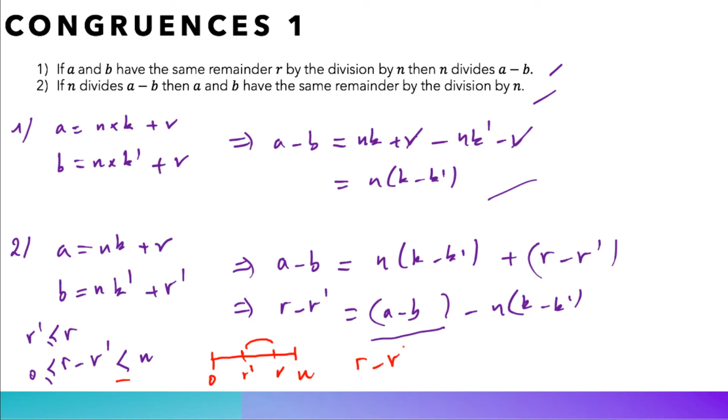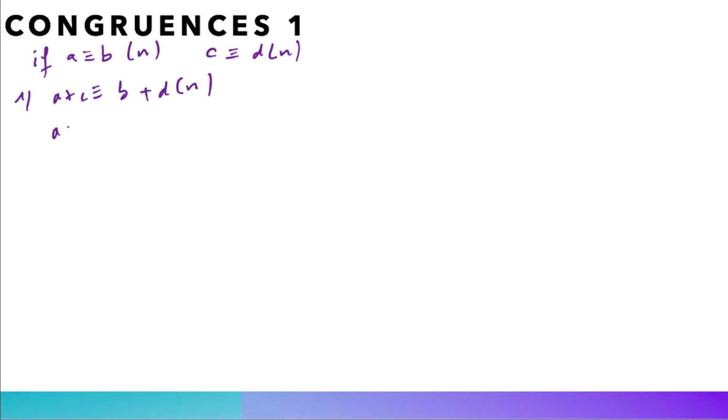So r minus r prime is equal to 0, which implies that r is equal to r prime. Let us now get back to our claims and prove that if a is congruent to b modulo n, and c is congruent to d modulo n, then a plus c is congruent to b plus d modulo n, and a times c is also congruent to b times d modulo n. And this is our second claim.